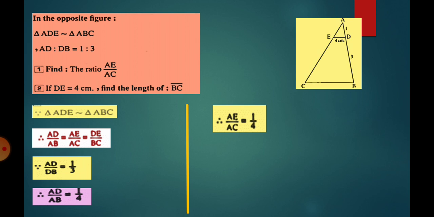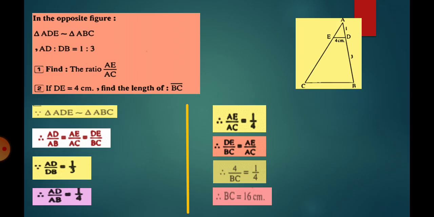If the length of DE equals 4, find the length of BC. Here, DE over BC equals 1 to 4. DE equals 4, so 4 over BC equals 1 to 4. Then the length of BC equals 4 times 4 divided by 1 equals 16 centimeters.